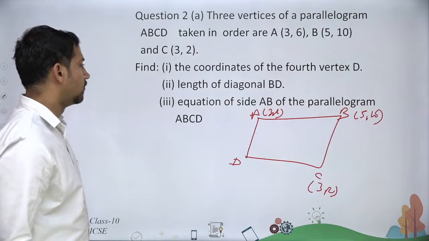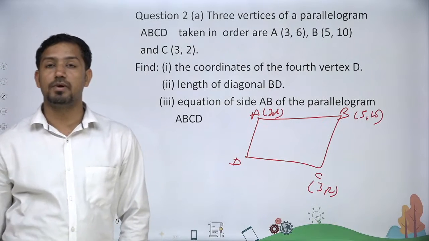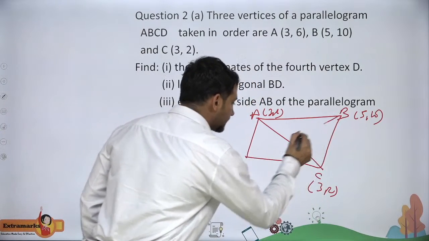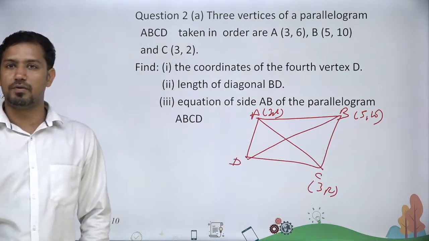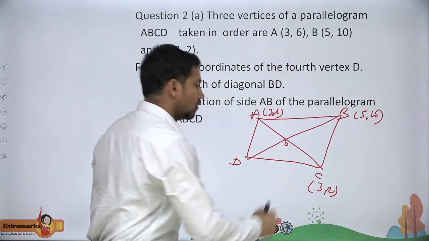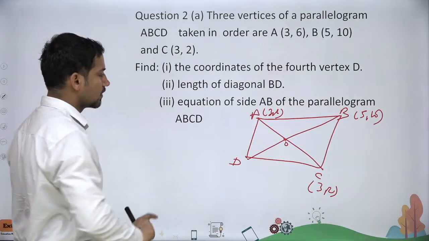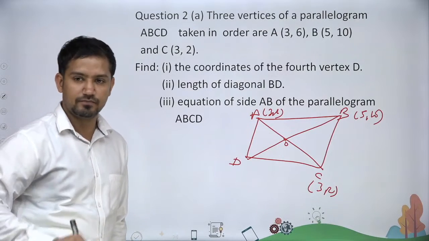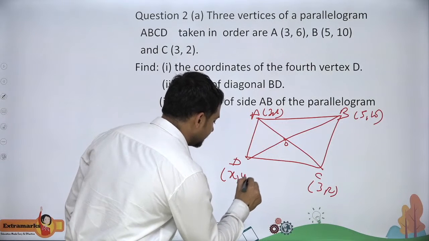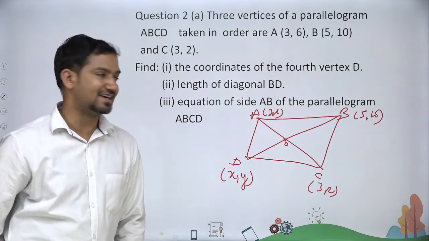We need the coordinates of the fourth vertex D. It is a parallelogram, and we know that the diagonals of a parallelogram bisect each other. So this distance OA is equal to OC, and OB is equal to OD. From that we have to use the section formula. We take this point as (x, y).